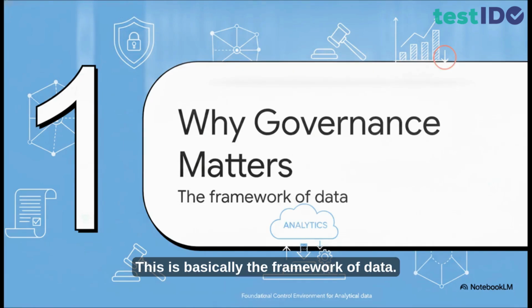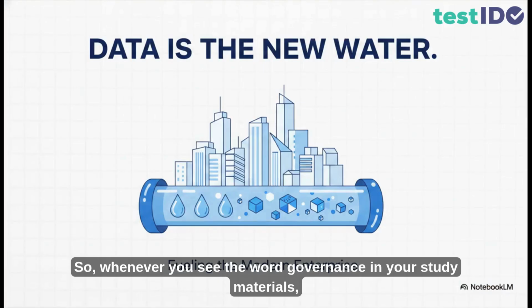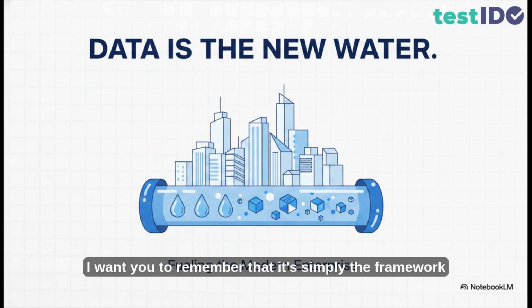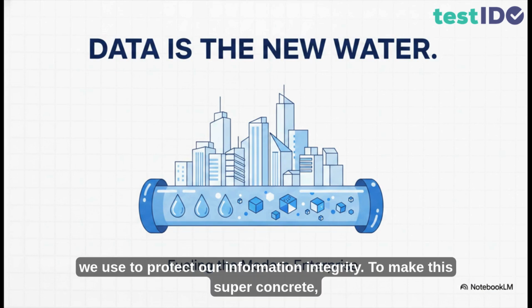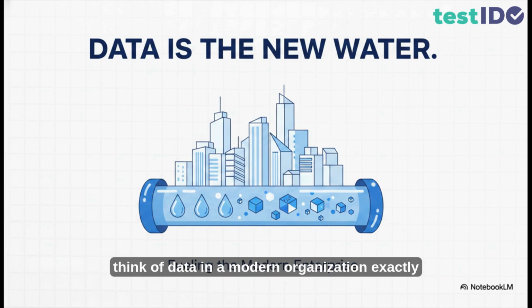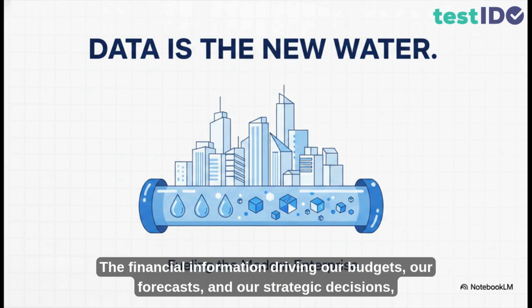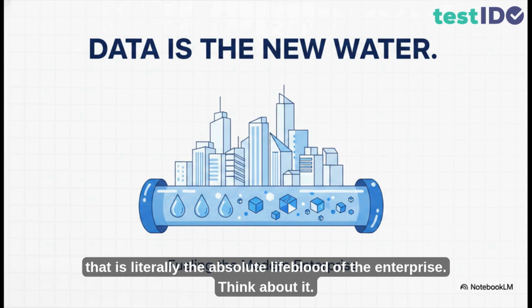This is basically the framework of data. So, whenever you see the word governance in your study materials, I want you to remember that it's simply the framework we use to protect our information integrity. To make this super concrete, think of data in a modern organization exactly like the water supply in a major city. The financial information driving our budgets, our forecasts, and our strategic decisions, that is literally the absolute lifeblood of the enterprise. Think about it.